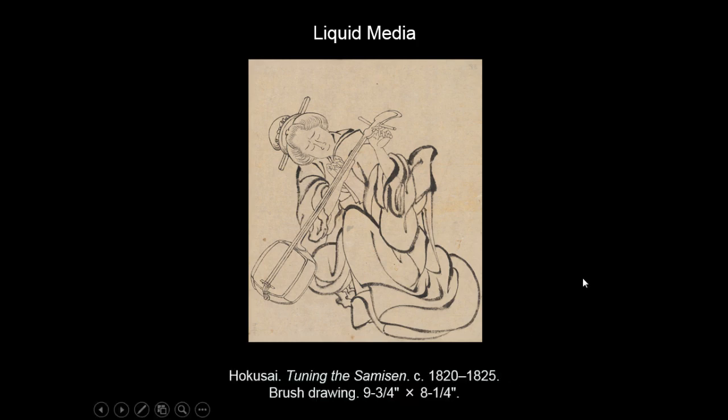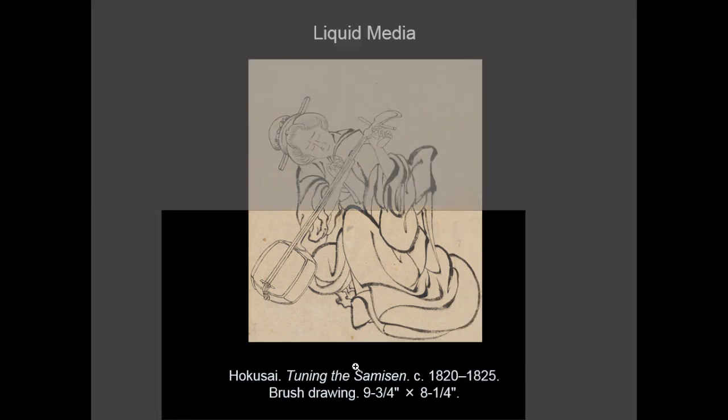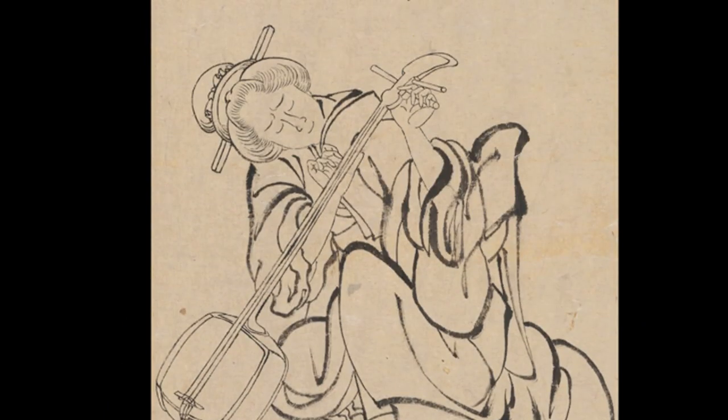All right, can you guess what culture produced this drawing? This is Japan. This is by the artist Hokusai. And in Japan, this is done with a brush. So can you see the different variations from thick to thin? That's not a variation in the ink. The ink is all the same color. The variation is how thick the brush strokes are.